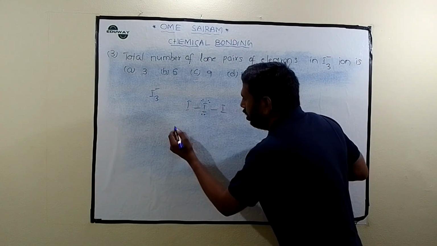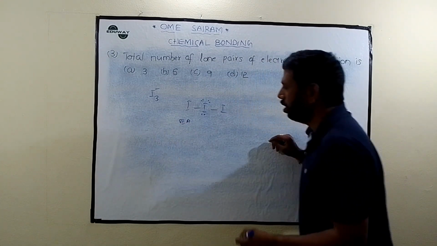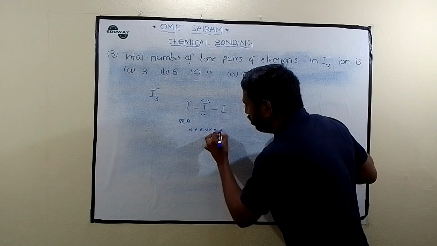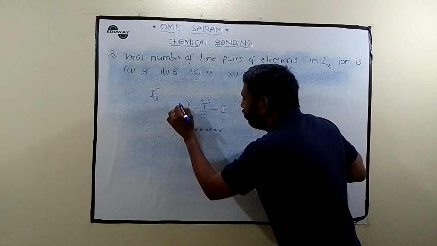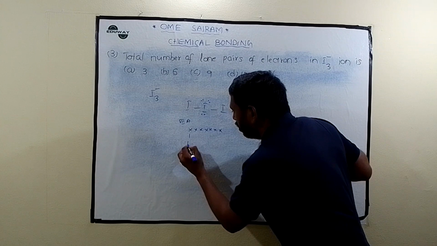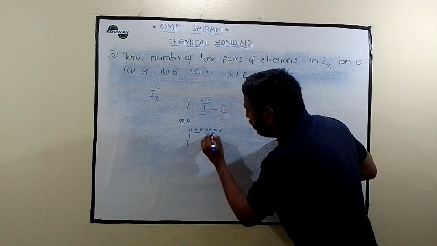Now this iodine atom belongs to the 7A group. Already you know that, which means it has 7 valence electrons. Now this iodine can form only one bond with this iodine. That's why you can write like this. The remaining 6 electrons exist as 3 lone pairs.